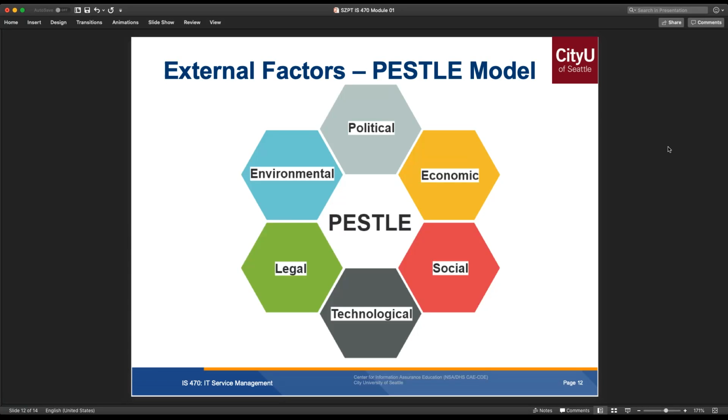The PESTLE, if you guys have encountered SWOT analysis, like the strengths, weaknesses, opportunities, and threats, that's for basically assessing yourself, or your company, against your competitors, right? Or against the market. And PESTLE is more focused on different aspects, on, let's say, political, economic, social, technological, legal, environmental. And again, those are the external factors that can affect your organization. Okay.